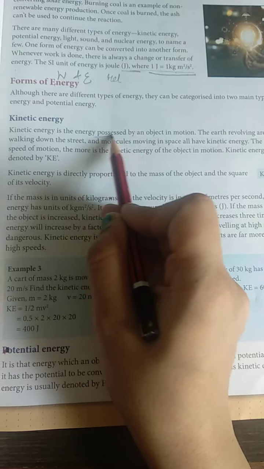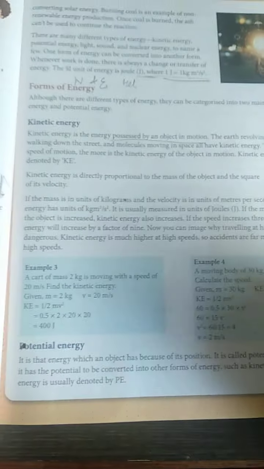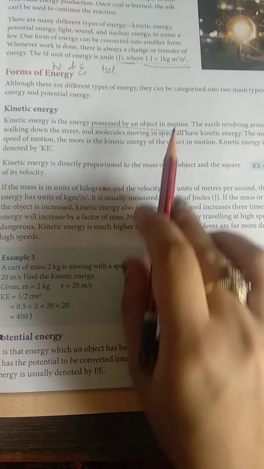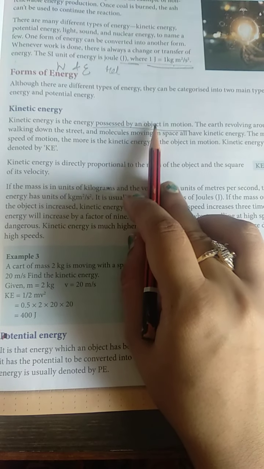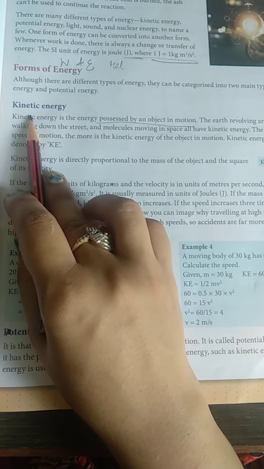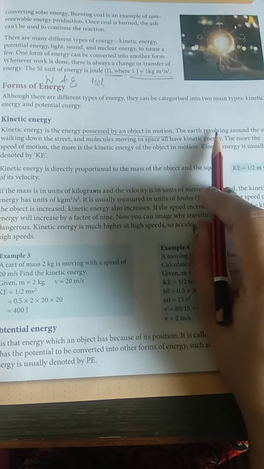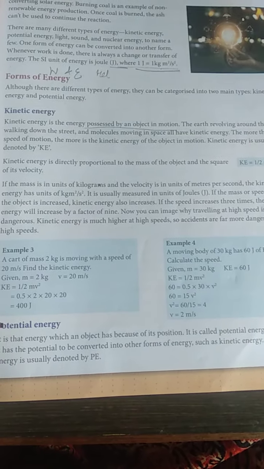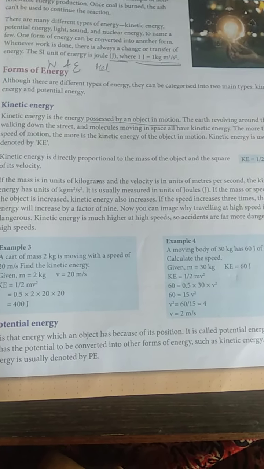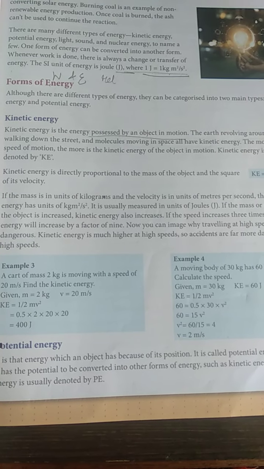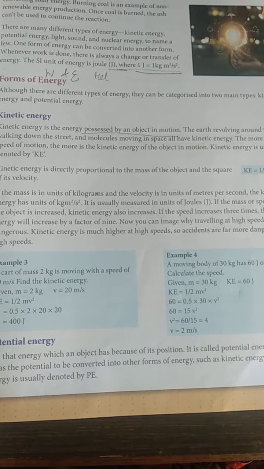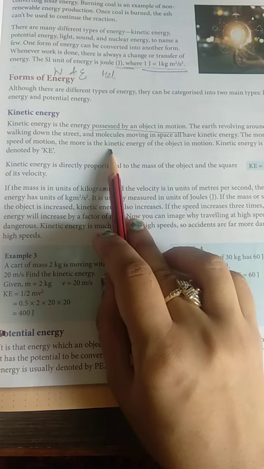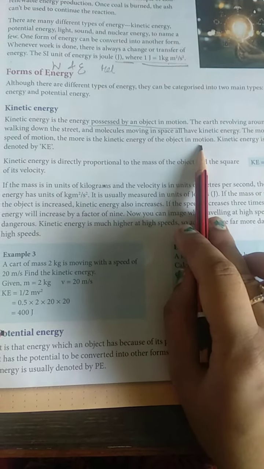Energy possessed by an object in motion. The object which is in motion, which is running, which is moving, the energy that object has is kinetic energy. For example, the earth revolving around the sun, walking down the street, molecules moving in space, they all have kinetic energy. Means the moving objects have kinetic energy. So the more the speed of the motion, the more is the kinetic energy of the object.